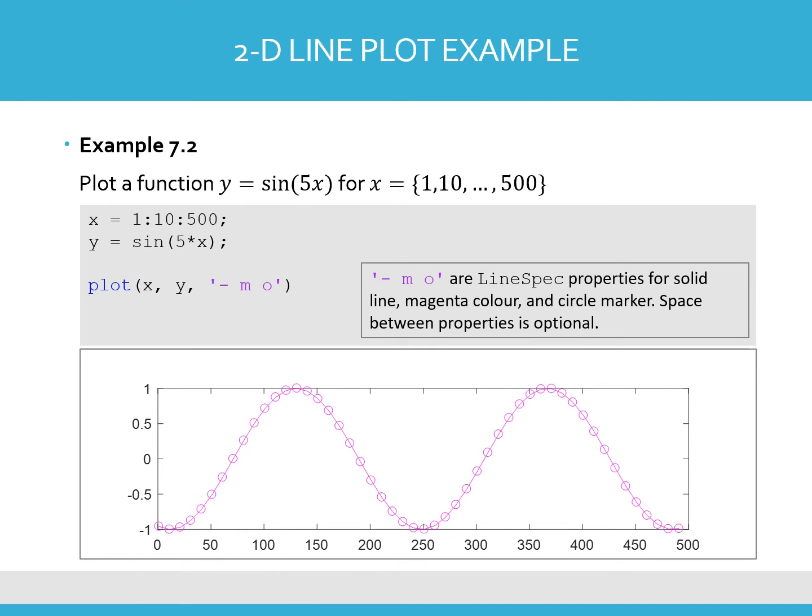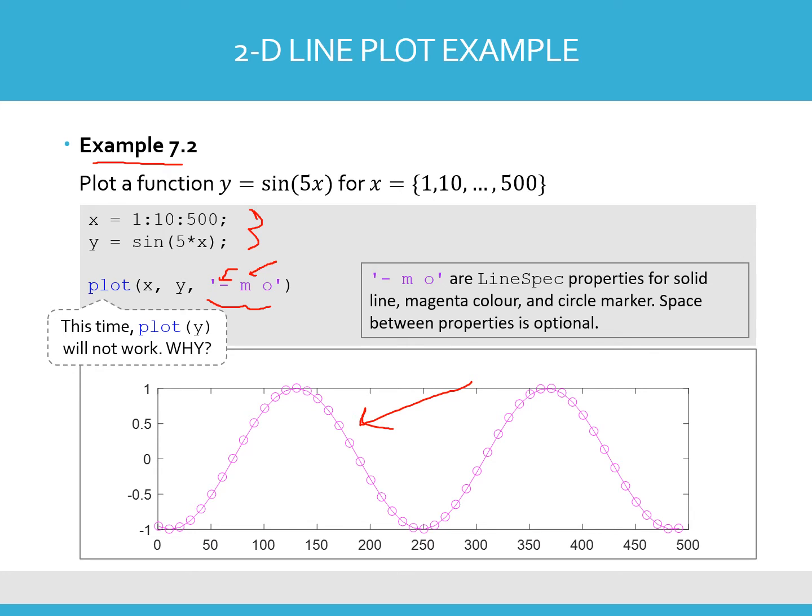Okay, now try example 7.2. It's almost the same, but this time you add the line specification. You see here, this one is the line, the normal line. Then M is the main data, and O is the circle. So you can see here, this is the result.